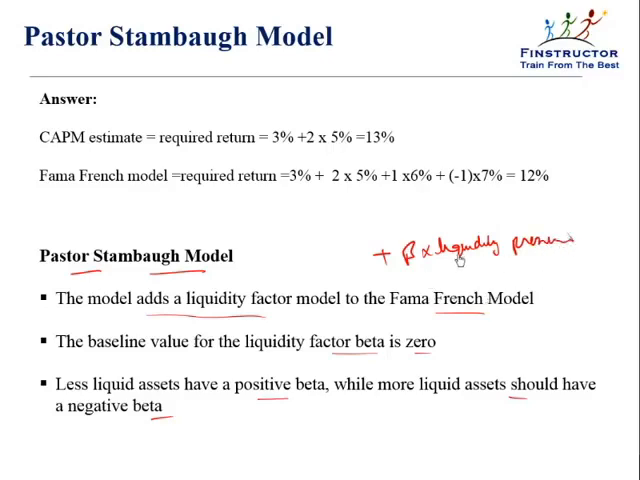So illiquid stocks outperform liquid stocks by a certain percentage, or illiquid stocks have higher risk. Hence, they should be required to give a higher return. If your stock is illiquid, then this beta will be positive. If your stock is liquid, then this beta will be negative.